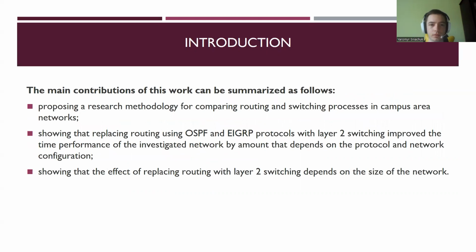The main contributions of this work can be summarized as follows. Proposing a research methodology for comparing routing and switching processes in campus area networks. Showing that replacing routing using OSPF and EIGRP protocols with layer 2 switching improved the time performance of the investigated network by an amount that depends on the protocol and network configuration. Showing that the effect of replacing routing with layer 2 switching depends on the size of the network.